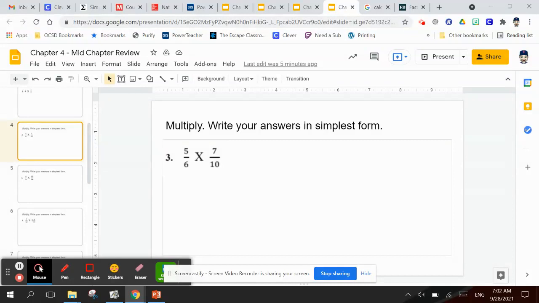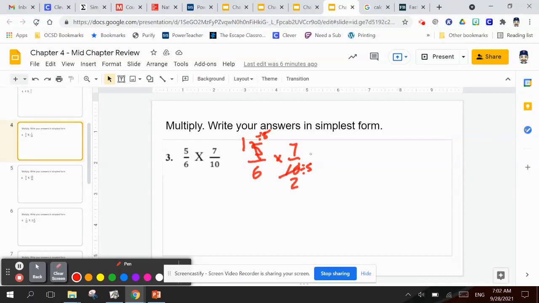Number 3, multiplying 5/6 times 7/10. So I have 5/6 times 7/10. Here's one I can simplify before I multiply. The only common factor that 6 and 7 have is 1. But there is a common factor between 5 and 10. 5 goes into both of those. So if I take 5 divided by 5, I get 1. If I take 10 divided by 5, I get 2.